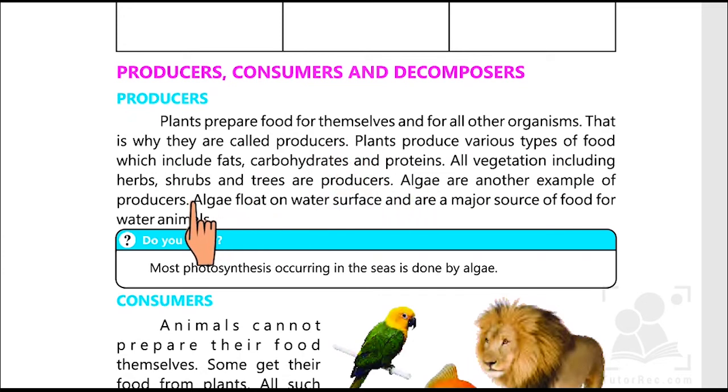All vegetation, including herbs, shrubs, and trees, are producers. Algae are another important example of producers. Algae float on water surface and are a major source of food for water animals.